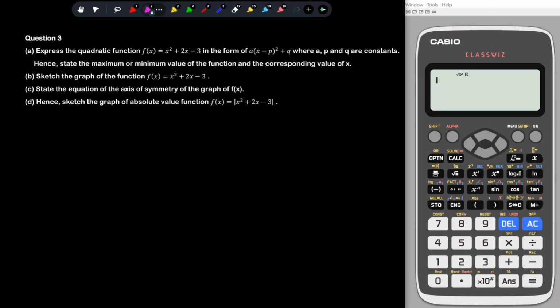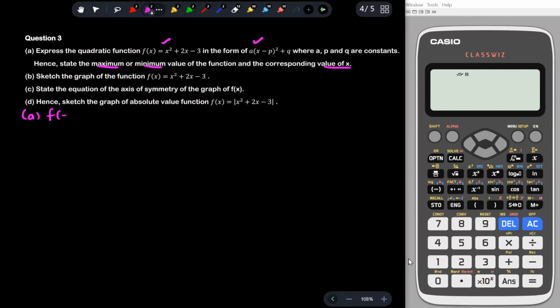Let's look at question number 3. Express the quadratic function f(x) equals x squared plus 2x minus 3 in the form a(x minus p) whole squared plus q. So this is vertex form, where a, p, and q are constants. Hence, state the maximum or minimum value of the function and the corresponding value of x. Let's do this by using the completing the square method. So I'm going to write down my answer here.